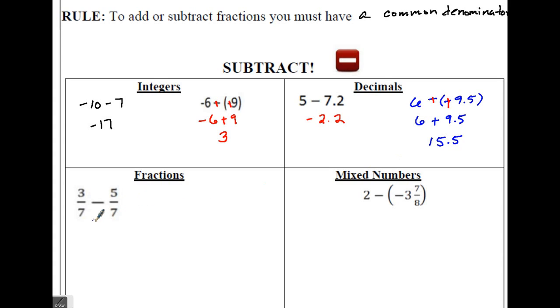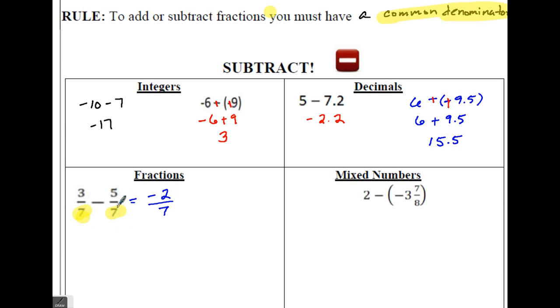Again, the common thing here is that if we're doing fractions, the rule is that you must have a common denominator. So here you have a 7 and a 7, so you do have a common denominator. So all we have to do is leave the common denominator of 7, and then subtract the 3 minus 5. So again, if you have $3 and you owe somebody $5, that means you owe more, so that ends up being a -2.